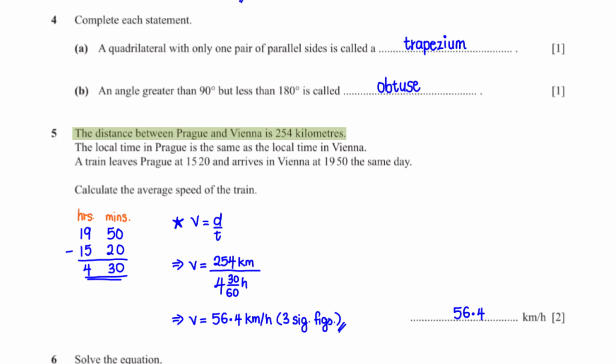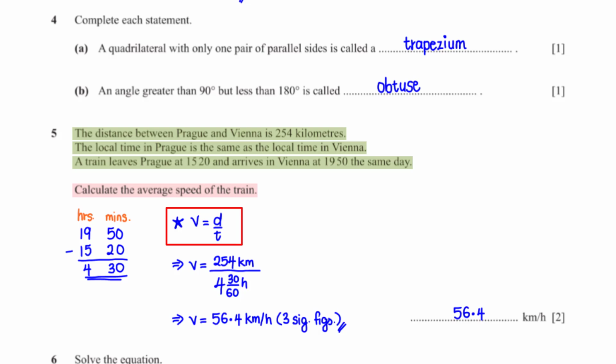The distance between Prague and Vienna is 254 kilometers. The local time in Prague is the same as the local time in Vienna. A train leaves Prague at 15:20 and arrives in Vienna at 19:50 the same day. Calculate the average speed of the train. Average speed equals the distance traveled divided by the time taken.